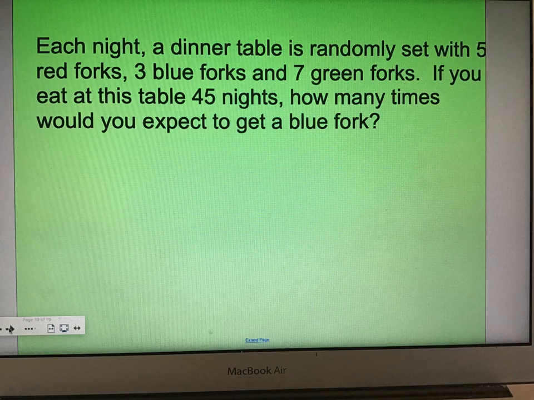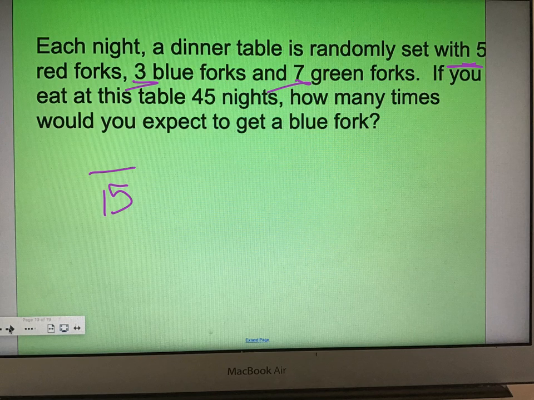Okay, here's our last question. Each night at dinner, a table is randomly set with 5 red forks, 3 blue forks, and 7 green forks. If you eat at this table for 45 nights, how many times would you expect to eat with a blue fork? So first, you just have to think about one night. Don't think about 45 nights. Think about if you sat down tonight, what's the chance of me getting a blue fork? Well, it starts with figuring out how many forks we got. We got 5 red, 3 blue, and 7 green. So if you add that up, we have 15 forks. So there are 15 total forks to pick from. That would be your outcomes.